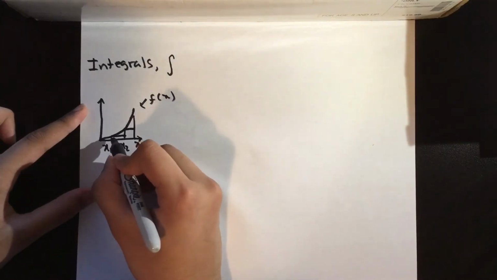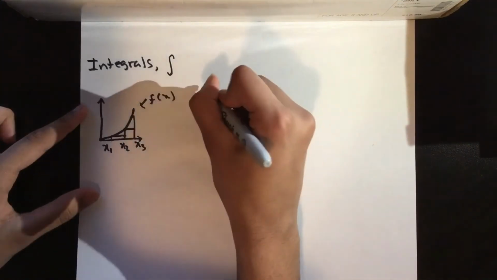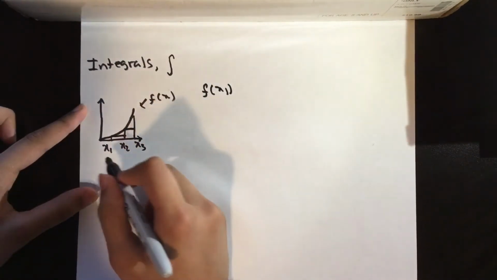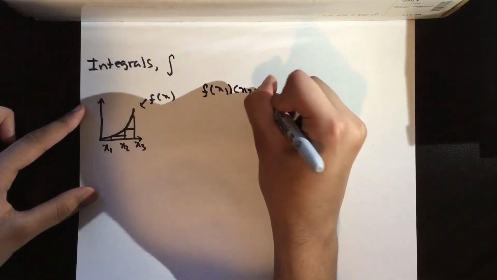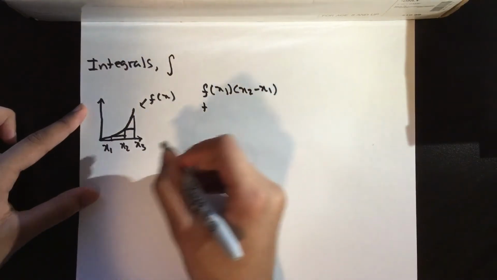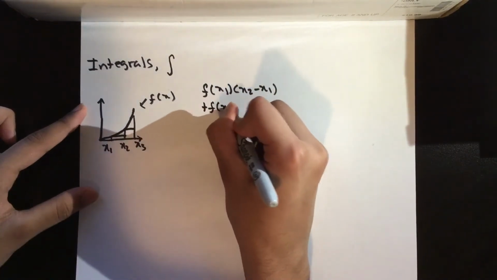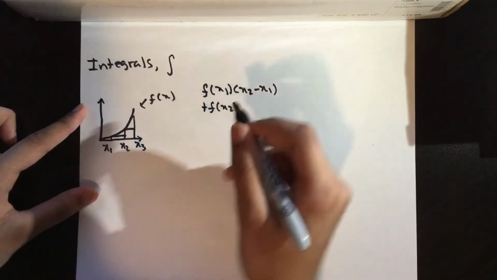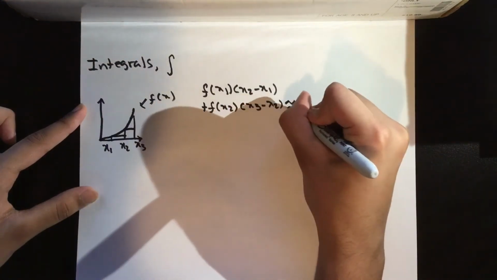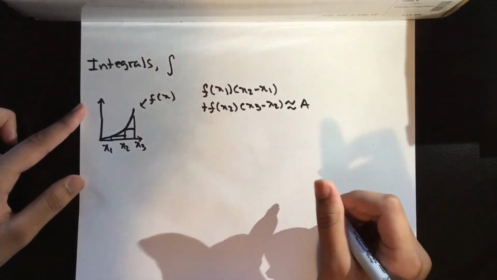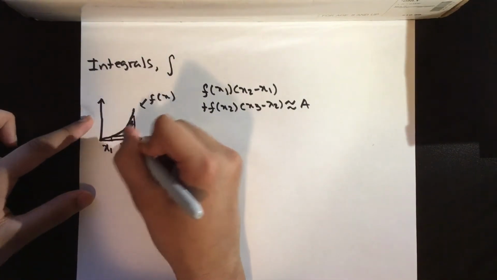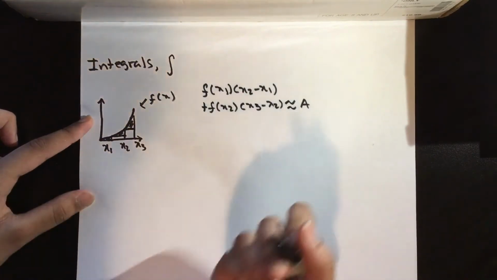The height of the first rectangle is f(x1), so f(x1) times the width, which is x2 minus x1. We add that to the area of the second rectangle, whose height is f(x2) and the width is x3 minus x2. This gives us an approximate area. But we can note that this region here and this region here are not covered in our approximation.